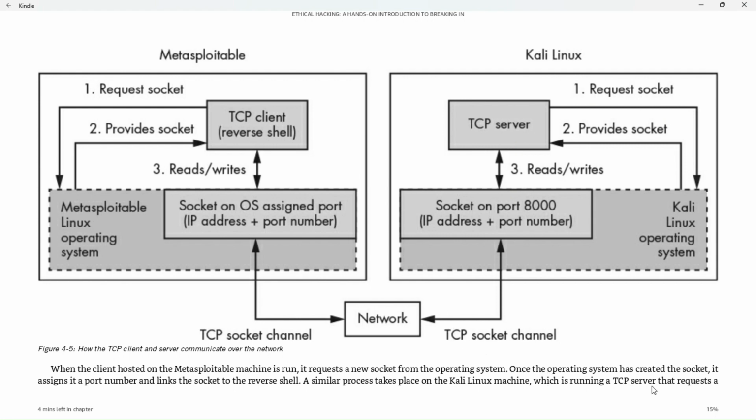which is running the TCP server. That makes sense. So you're on the victim's machine, setting up a reverse shell. It's going to assign it an IP address and port number. And then on your Kali Linux, you're going to request a socket, provide the socket, and set up a TCP server. It will have an IP address and port number, and then you can read and write through the network.